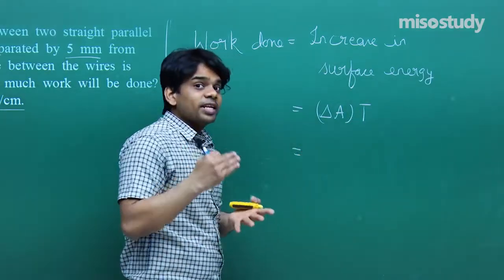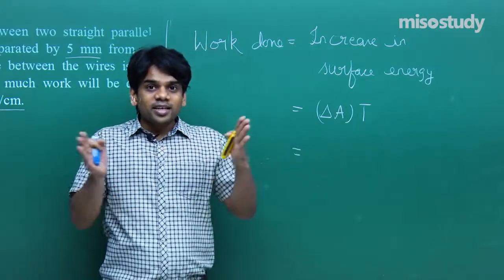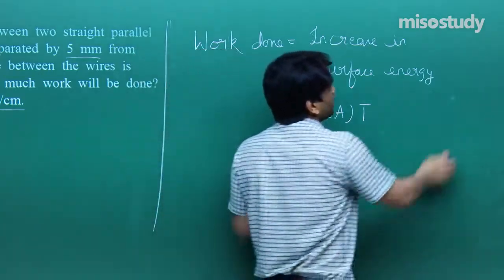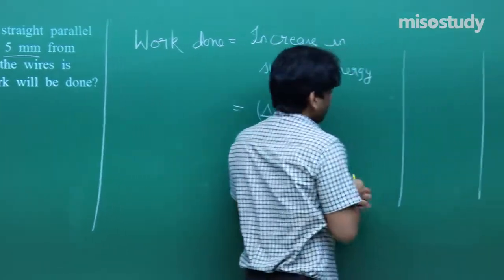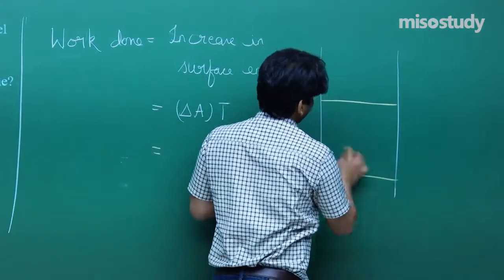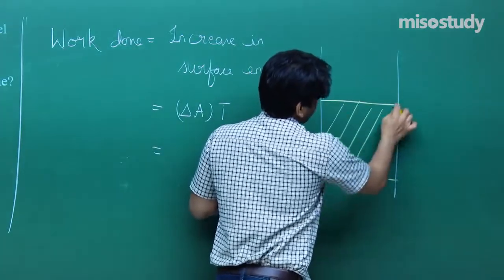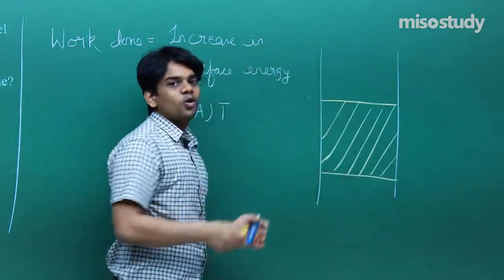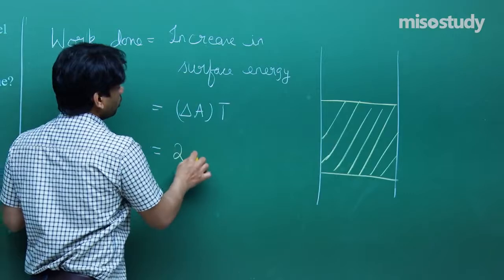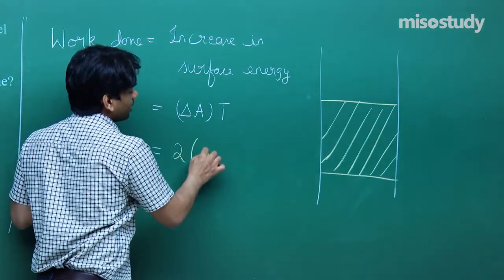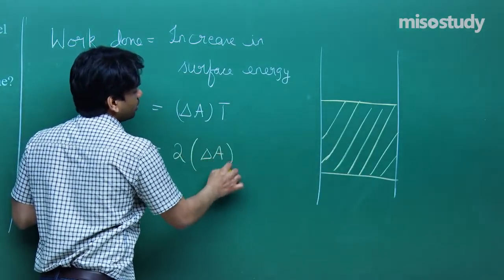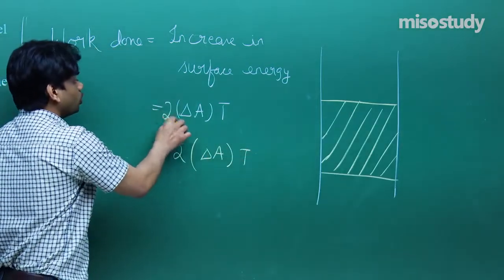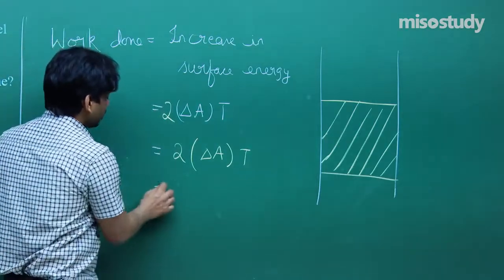Now for the increase in surface area, since the wire frame is increased, there will be two areas of films on the wire. You can see this, this is the wire film. If this is the liquid film, there will be two areas, one upper, one lower. So we write 2 into the increase in area, delta A in 1 into T. If you are confused with this, I am also multiplying by 2 here so that you don't get confused.